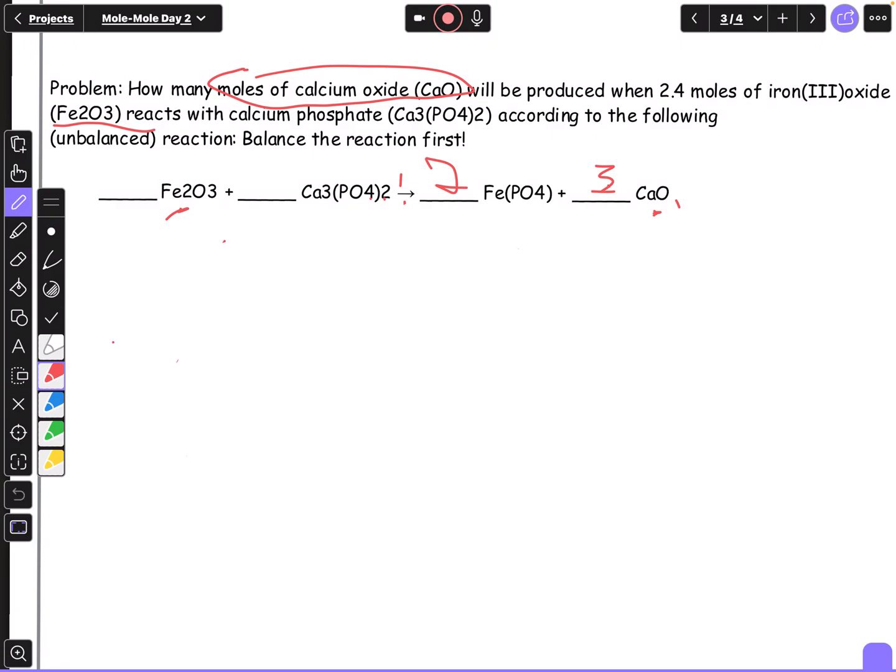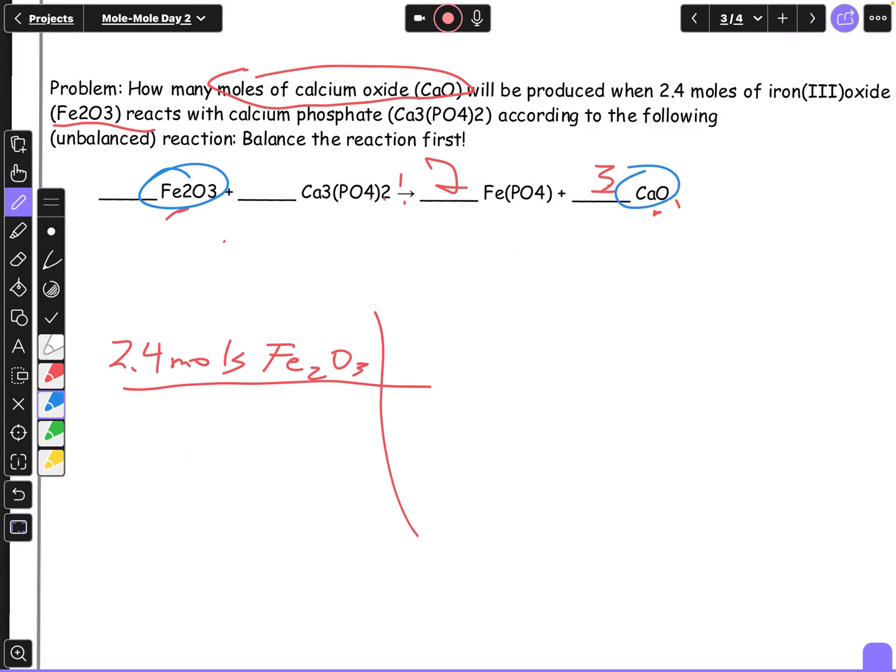So what it's saying is I have 2.4 moles of Fe2O3, and I'm trying to get to moles of CaO. So what does my balanced equation tell me? Well, my balanced equation is relating this and this. It tells me it's a 1 to 3 ratio. It tells me that when 1 mole of Fe2O3 reacts, I get 3 moles of CaO. So I'm going to multiply by that.